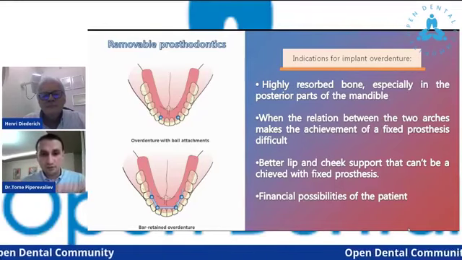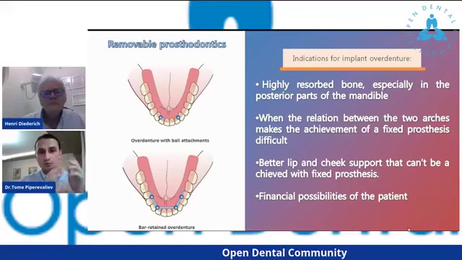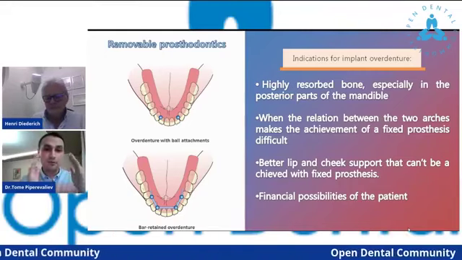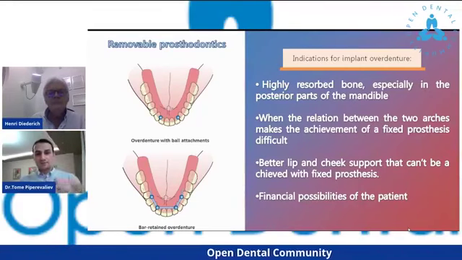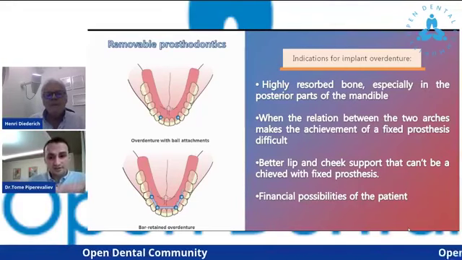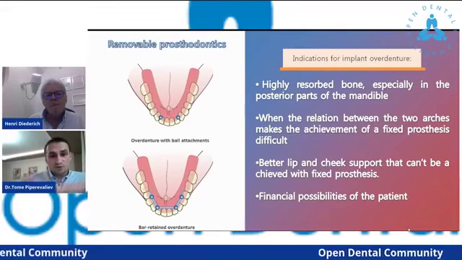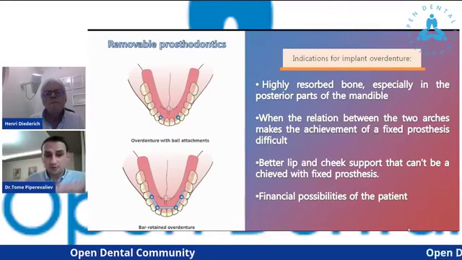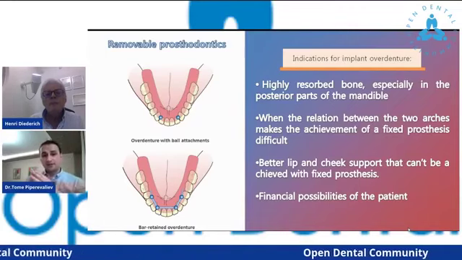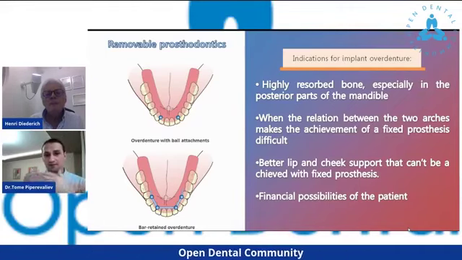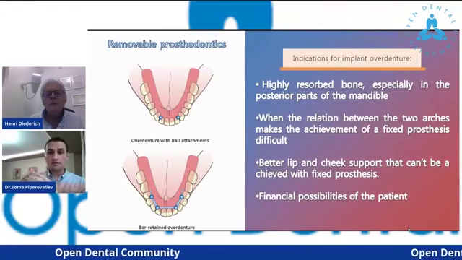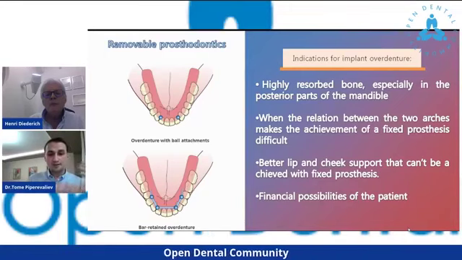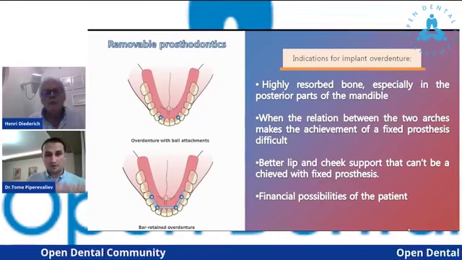For this treatment, we need a minimum of 2 or 4 implants inserted in the anterior part of the mandible between the mental foramina. This solution is indicated in case of highly resorbed bone in the posterior part of the mandible, and when we are predicting problems in the interarch relationship with fixed prosthodontic constructions. And normally, this construction is lower cost for our patients.